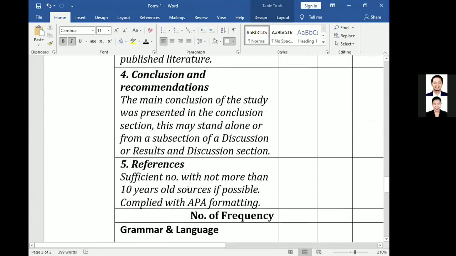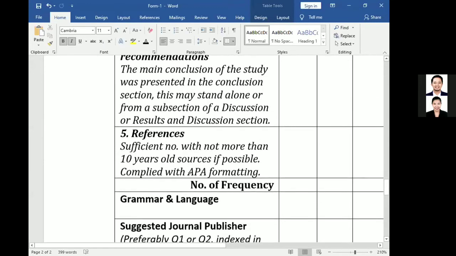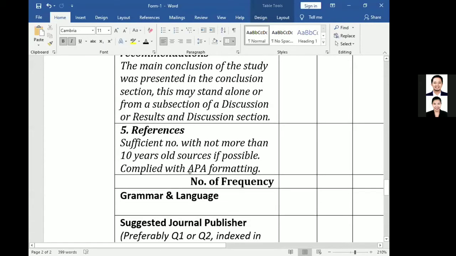In the conclusion and recommendations, the main conclusion of the study was presented in the conclusion section. Okay, this may stand alone or be a subsection of the discussion or the results and discussion section. And then it should contain references, sufficient enough, with not more than 10 years old sources, and it should comply with the APA format. Take note that for education researchers, we use APA format.